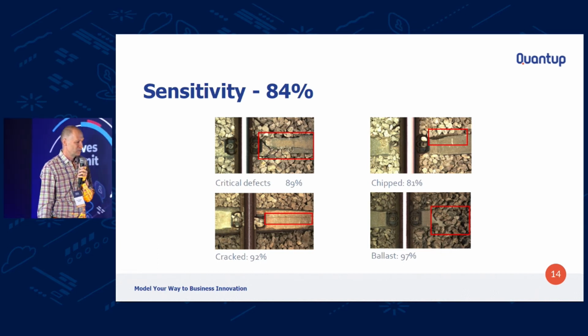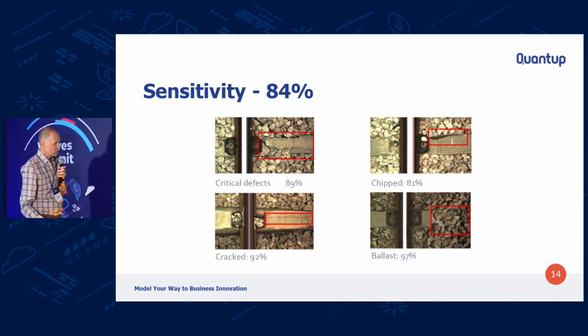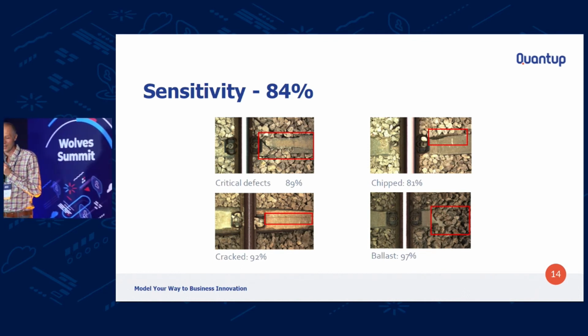It was really easy to detect ballast, just to detect stones on the sleeper, and it was pretty easy to detect long cracks, or just cracks.